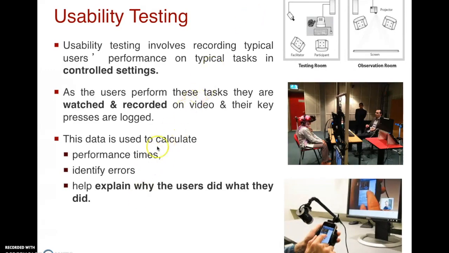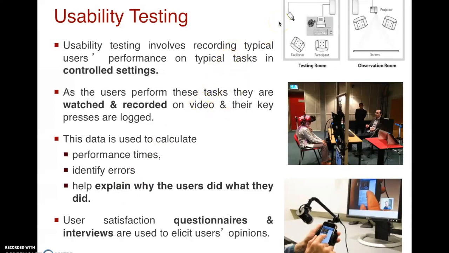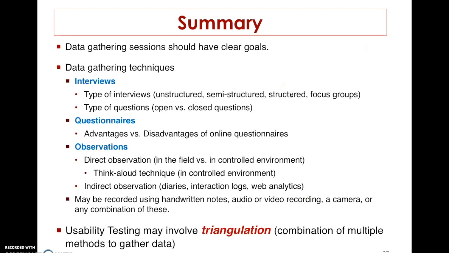So this is actually a direct observation in a controlled environment, right? Then after this observation, you may give users a set of questionnaires to answer, or conduct post-test interviews trying to identify their opinions or experience of using the website or app that you are evaluating. So this combination of multiple data gathering methods during usability testing is called triangulation, or methodological triangulation.